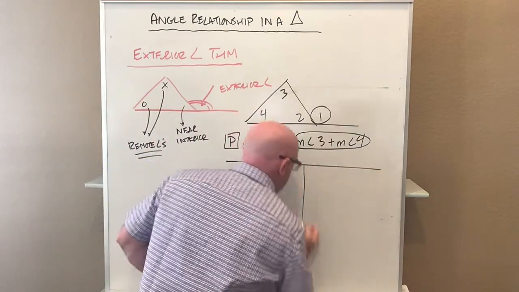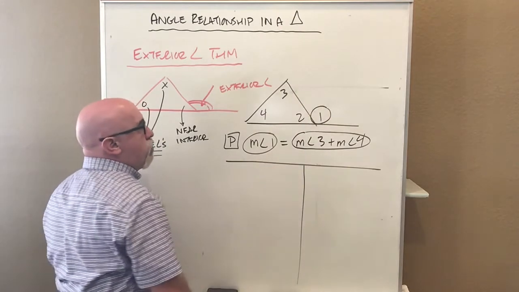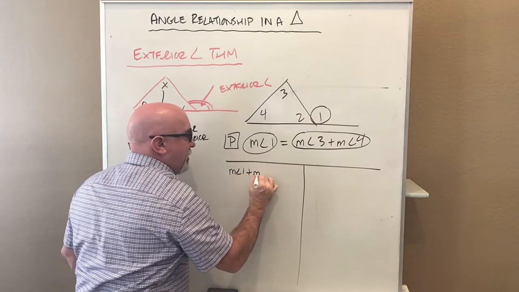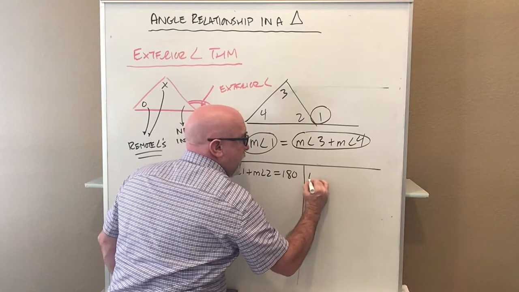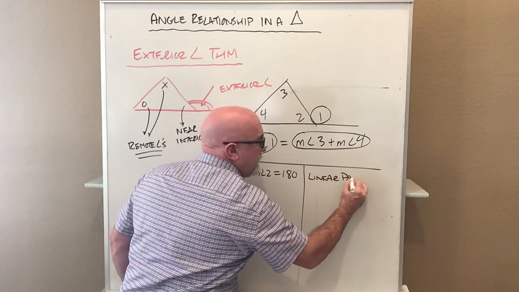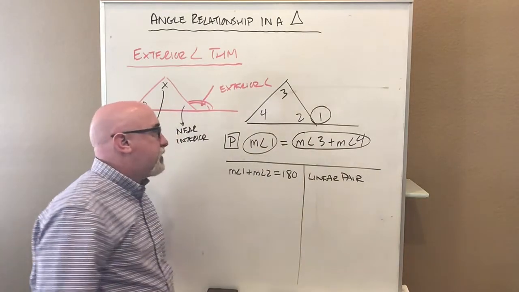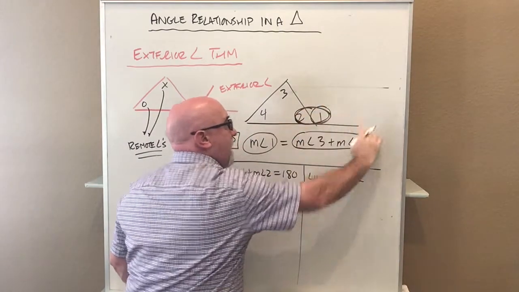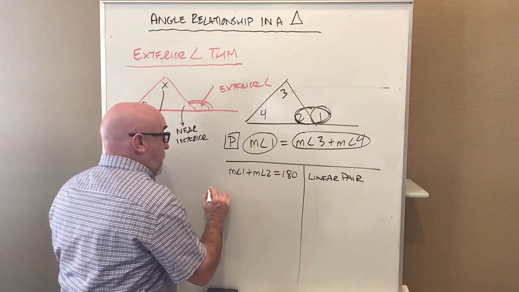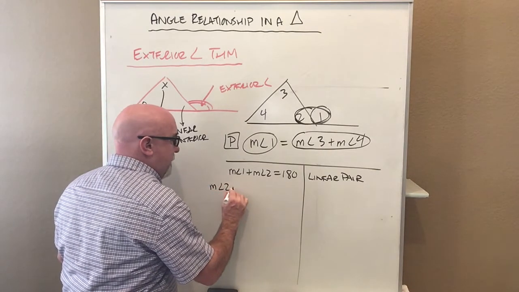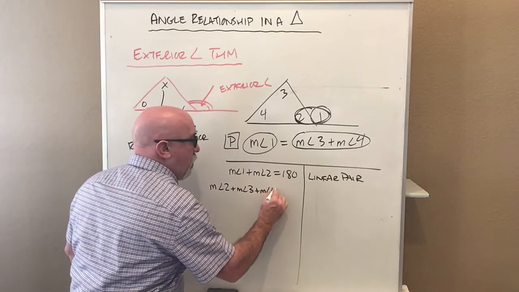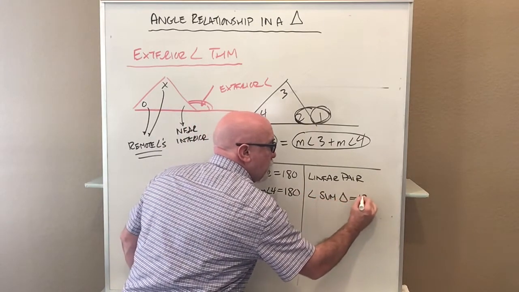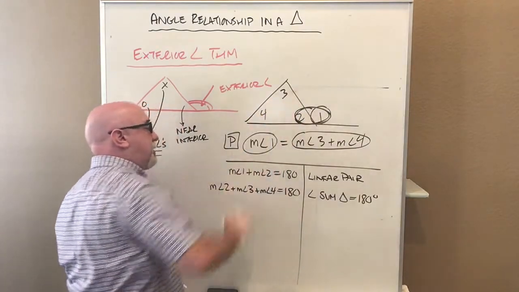Let's start with what we know up here. We have an exterior angle. We know that the measure of angle 1 and the measure of angle 2 equal 180 because they are a linear pair. Or you can say that they form a straight angle. You and I also know that the measure of 2 and the measure of 3 and the measure of 4 equal 180 because the angle sum in a triangle is 180. 2, 3, and 4 are in a triangle.